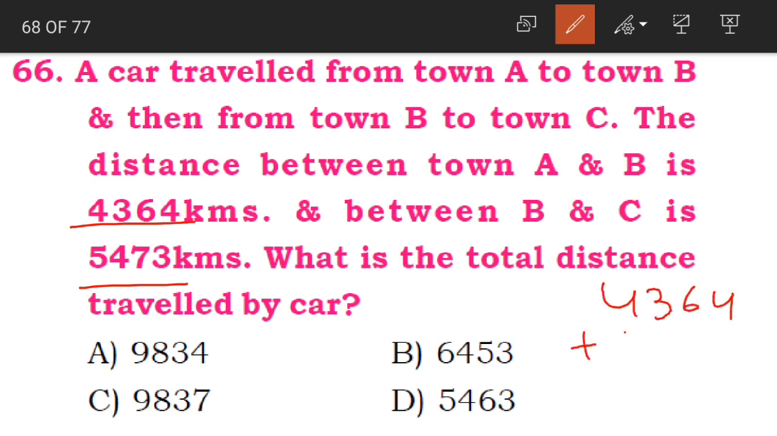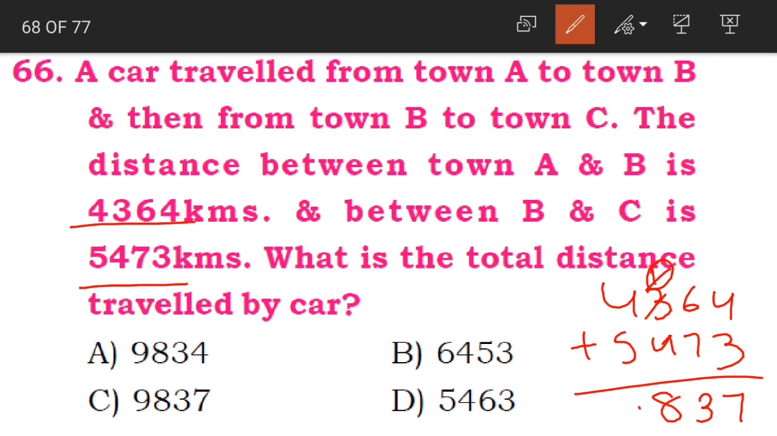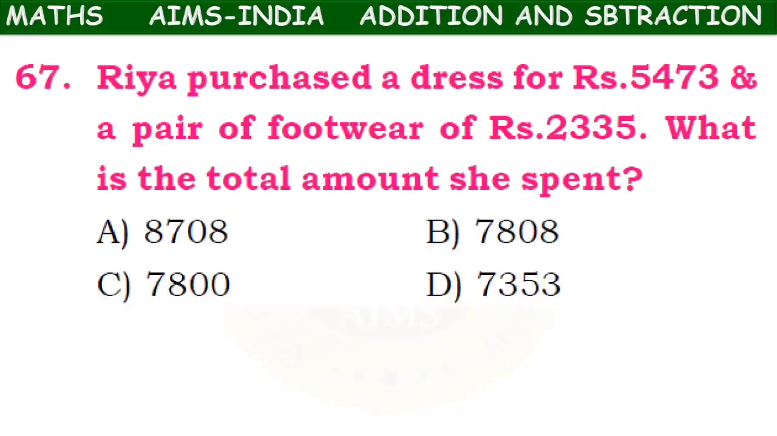4,364 plus 5,473. 4 plus 3 is 7. 6 plus 7 is 13. 1 here, 1 carried and 3 written here. 1 plus 3 is 4. 4 plus 4 is 8. 4 plus 5 is 9. Yes, clear children? This was a very simple question, right?